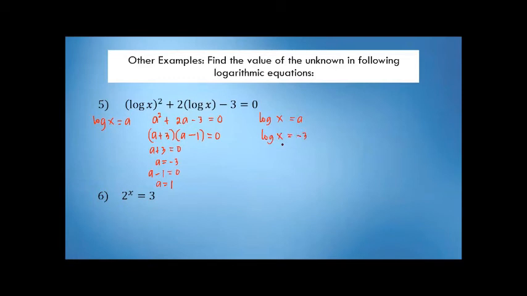Then, convert natin into exponential. Alam natin meron pong base 10. So, that is 10 raised to negative 3 is equal to x. Then, 10 raised to negative 3 is 1 over 1,000.